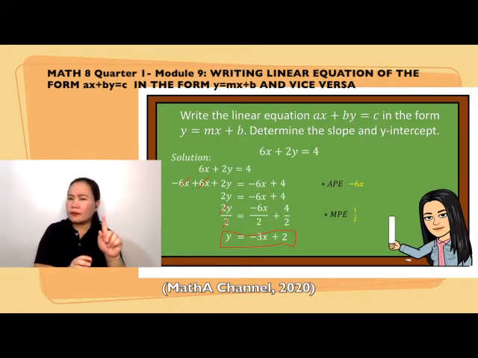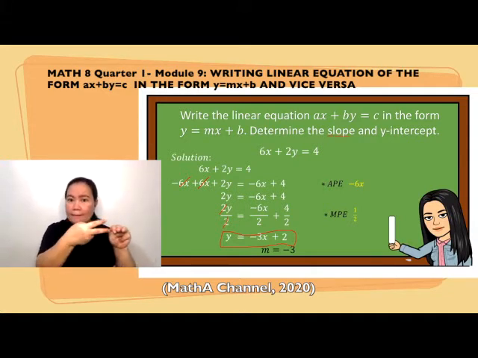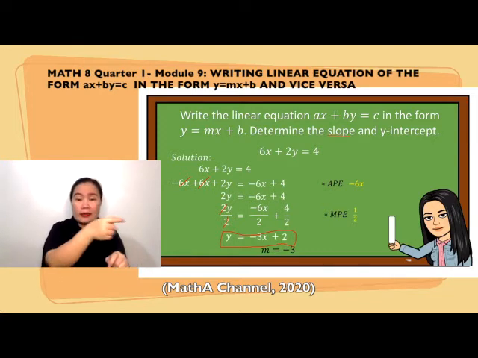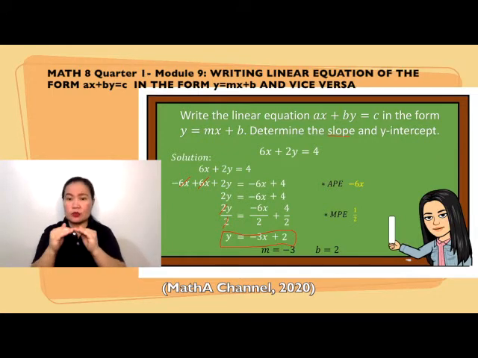So, what is the slope? We have to determine the slope. The slope is equal to negative 3. So, yun yung katabi ng x. So, we have here negative 3. And then, b or our y-intercept is equal to 2.